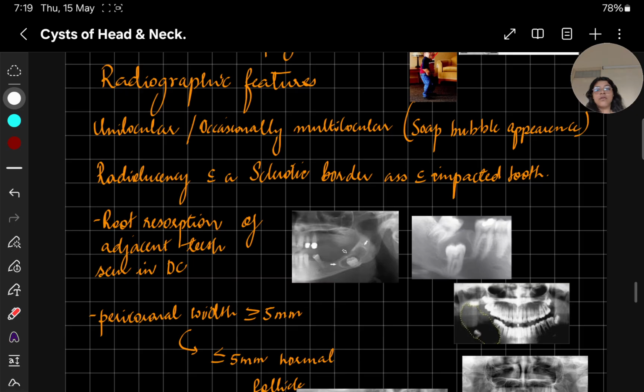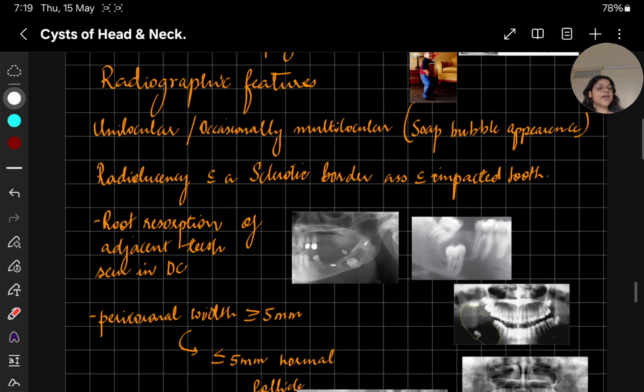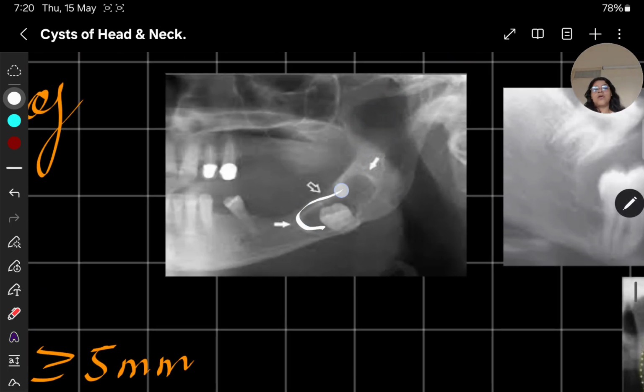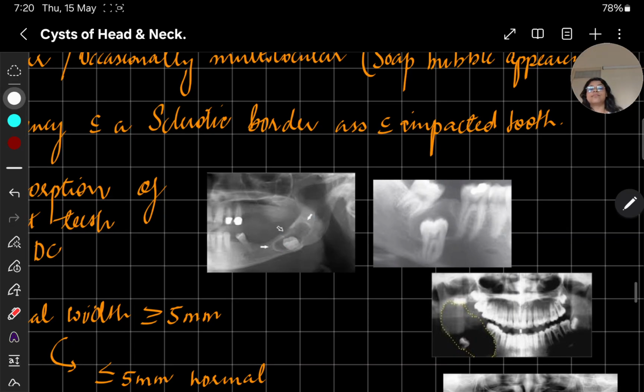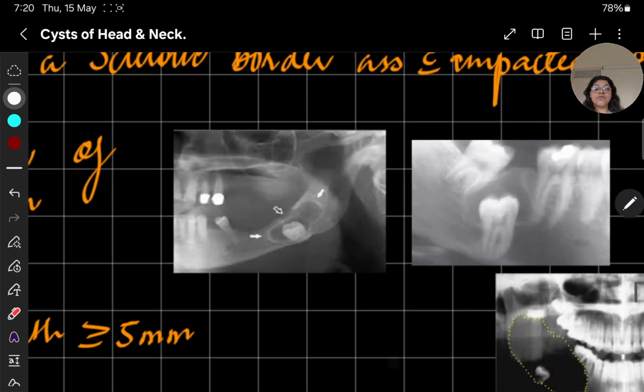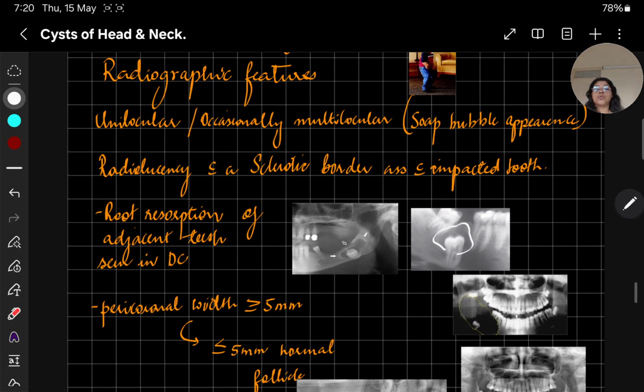Now we come to the radiographic features. It could be unilocular and occasionally multilocular. It has a soap bubble appearance, and radiolucency with a sclerotic border associated with an impacted tooth. So there is radiolucency with a sclerotic border here, associated with the impacted tooth. There is again radiolucency with a sclerotic border associated with the impacted tooth.